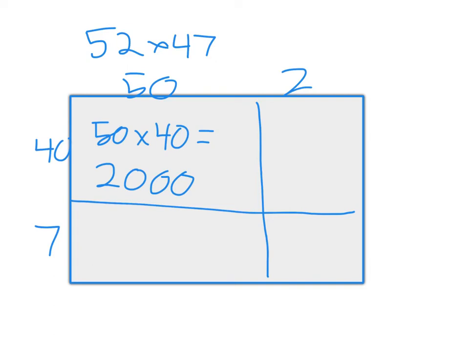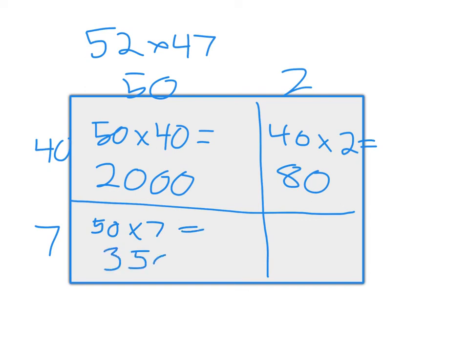So now we look at the top right box over here. It is 40 times 2. 40 times 2 is 80. So now we look at the bottom left box down here. We have 50 times 7. And 5 times 7 is 35, so 50 times 7 is 350. And then lastly we have that bottom right box, 2 times 7, and that is 14.